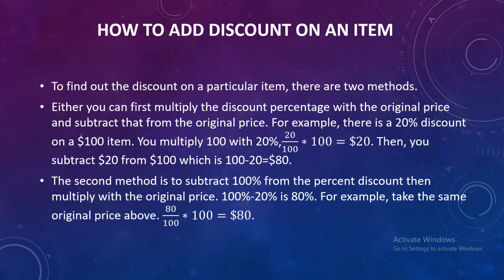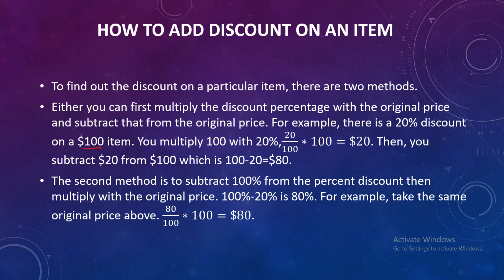To find out the discount on a particular item, there are two methods. Either you can first multiply the discount percentage with the original price and subtract it from the original price. I know you can't understand right now, it's confusing. So I'll give you an example. There is a 20% discount on a $100 object. I am keeping things simple for now and using $100.